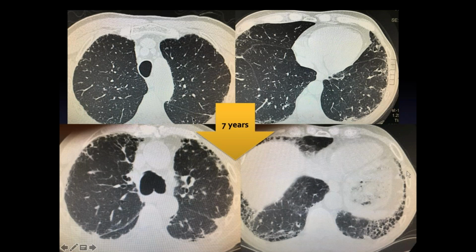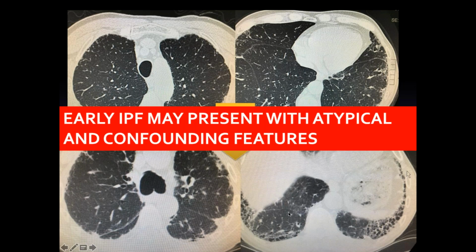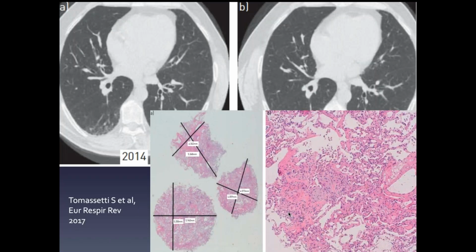And this patient can start as ILA and can develop in 5-7 years typical aspects of IPF. So early IPF may present with atypical and confounding features, mainly in high-resolution CT scan. We can study this patient with cryobiopsy. This was a patient who developed typical IPF, and he had a diagnosis of UIP pattern by cryobiopsy years before.